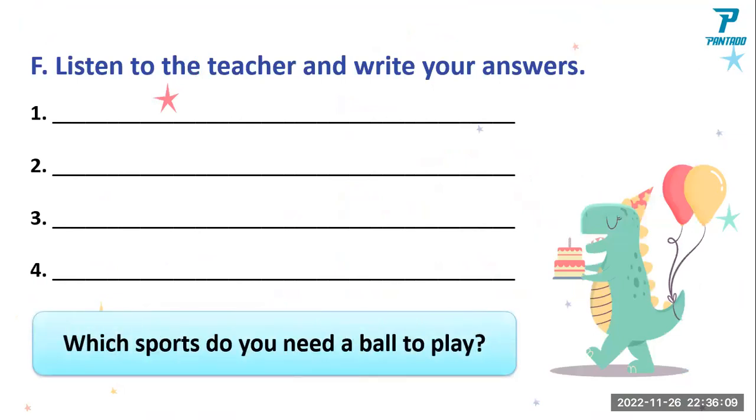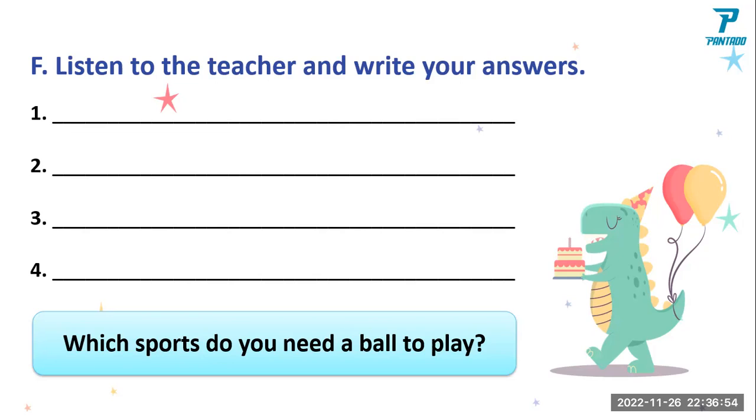Okay, so I will ask you questions. Okay, Lee, you enter your answer in the chat box. Which sports do you need a ball to play? Name sports that need a ball to play. Basketball. Okay, basketball. What else? Volleyball. Okay, volleyball, football. What else? Volleyball, football, basketball, soccer. The same with football. What else?